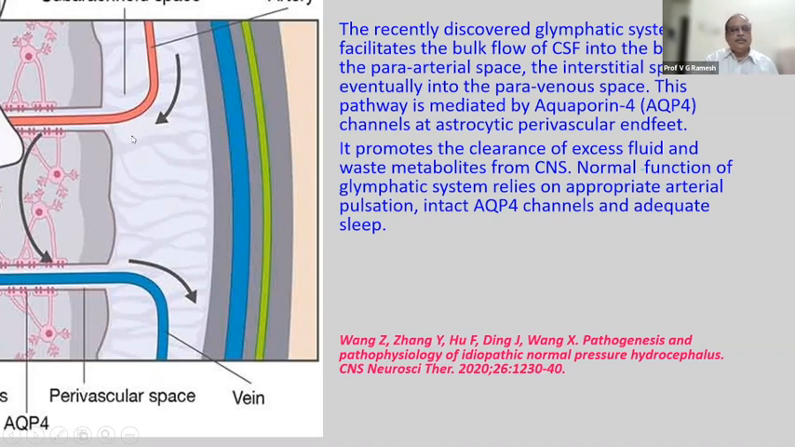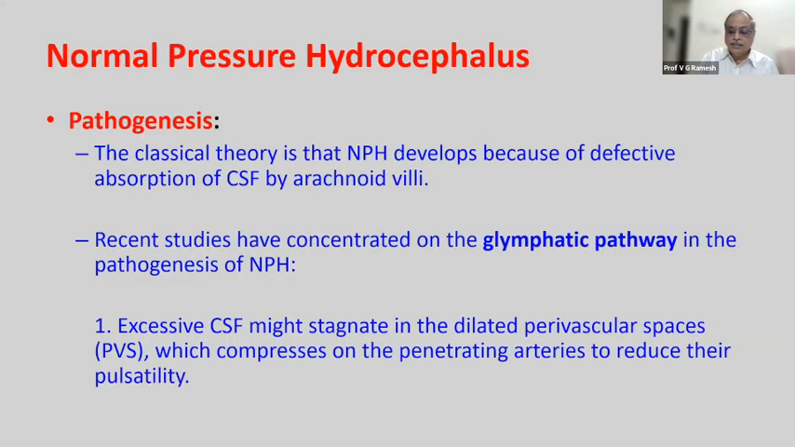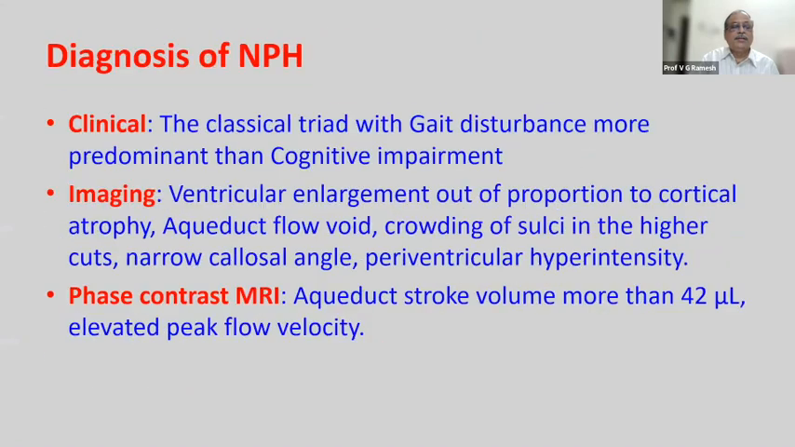So this is designed to clear the excess of waste metabolites from the central nervous system, and it requires normal pulsation of the arteries, intact aquaporin 4 channels, and good sleep, because sleep, if there is obstructive apnea, can increase the venous pressure and impede the circulation. So these are the things which have come up recently, especially by the work of Nedergaard et al., who have postulated these things nicely.